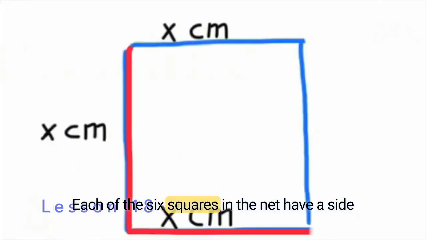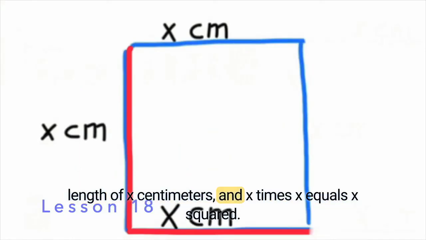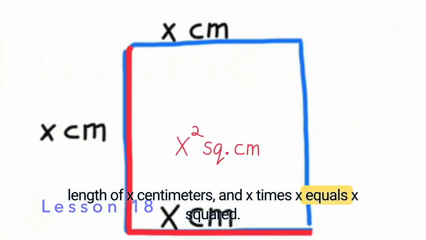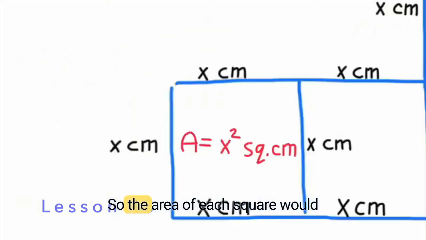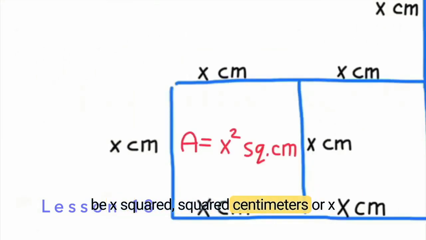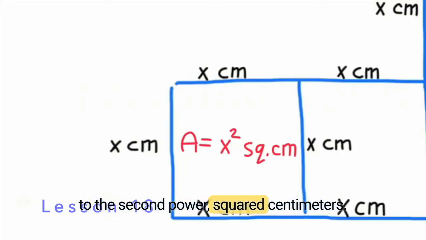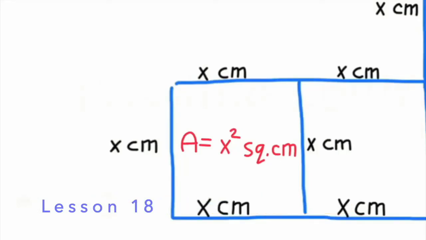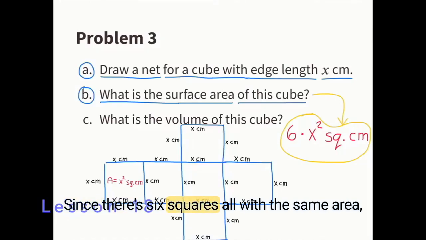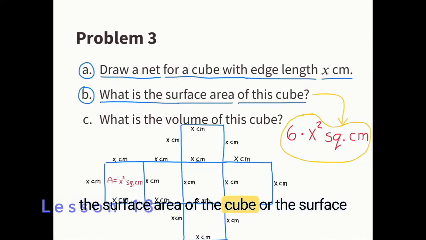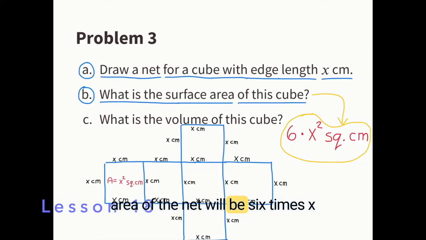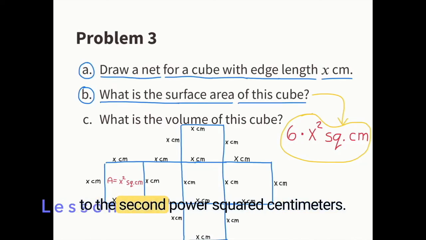Each of the 6 squares in the net has a side length of x centimeters, and x times x equals x squared. So the area of each square would be x squared squared centimeters, or x to the second power squared centimeters. Since there's 6 squares, all with the same area, the surface area of the cube, or the surface area of the net, will be 6 times x to the second power squared centimeters.